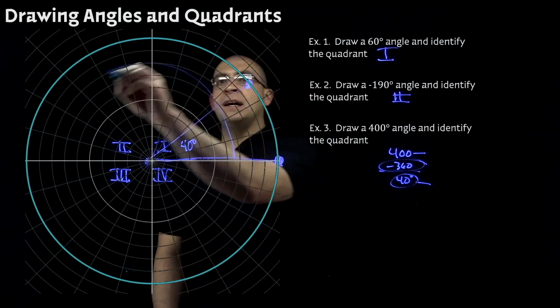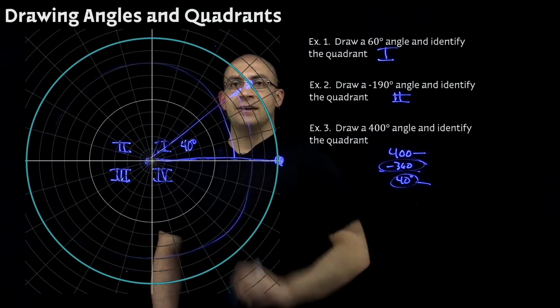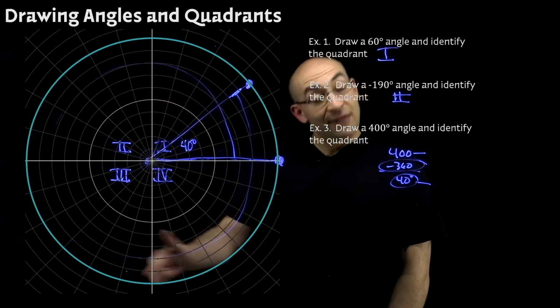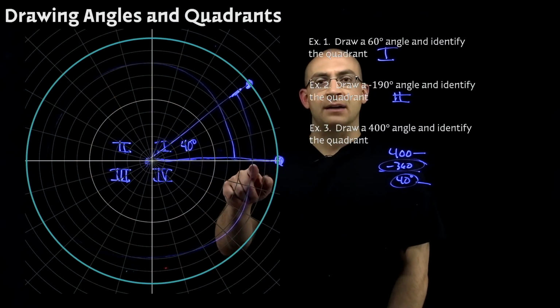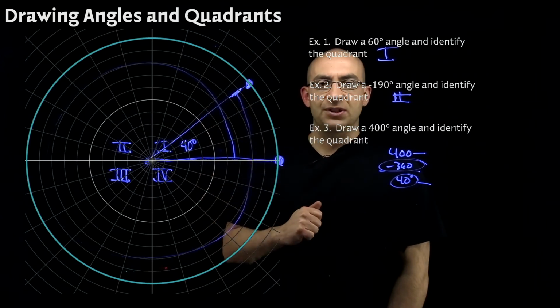I am going one full revolution and then ending here. So what did I do? I went one full revolution that you can't see because this blue marker sucks. And then I went an additional 40 degrees. Let's take it one more step.